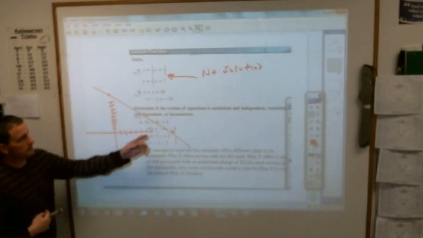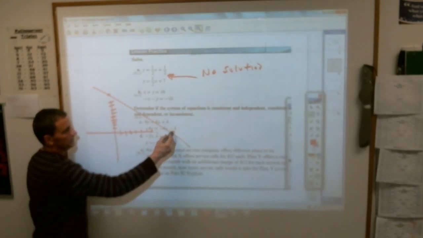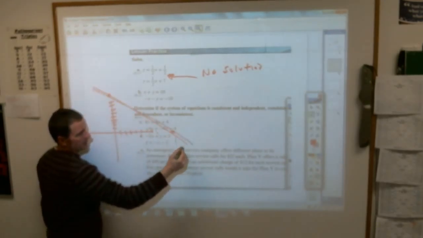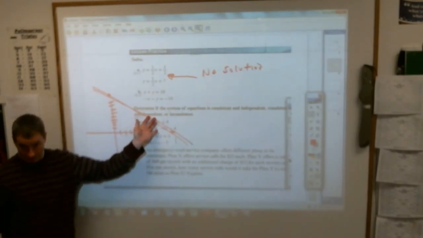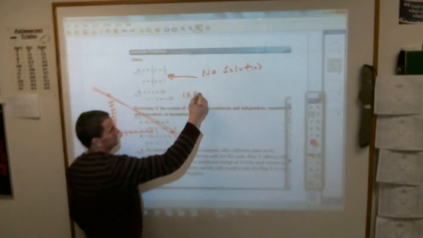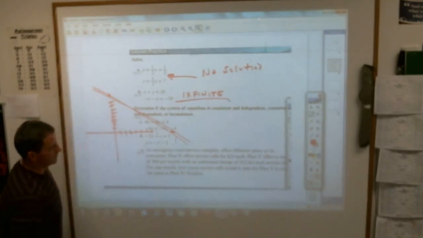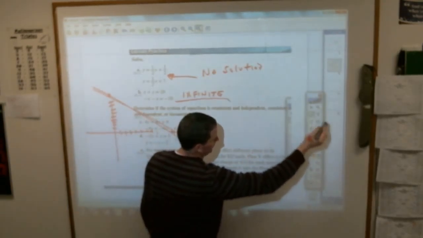For the second line, the x-intercept is 10 and the y-intercept is 10. So you end up with the same line. What's the answer when you have the same line? Yes, there's an infinite amount of solutions. So then letter C, take a look at letter C with me, please.